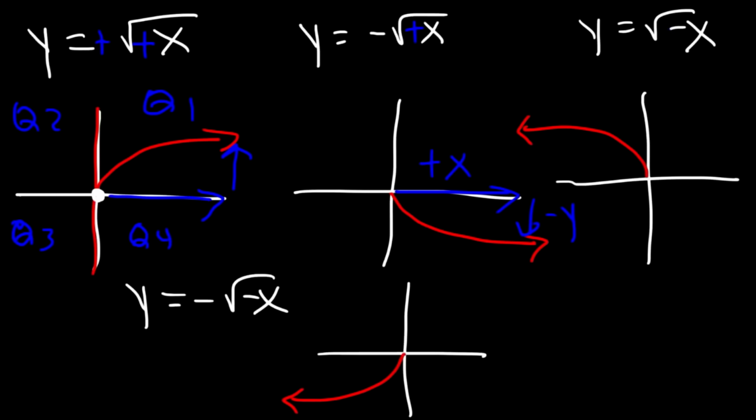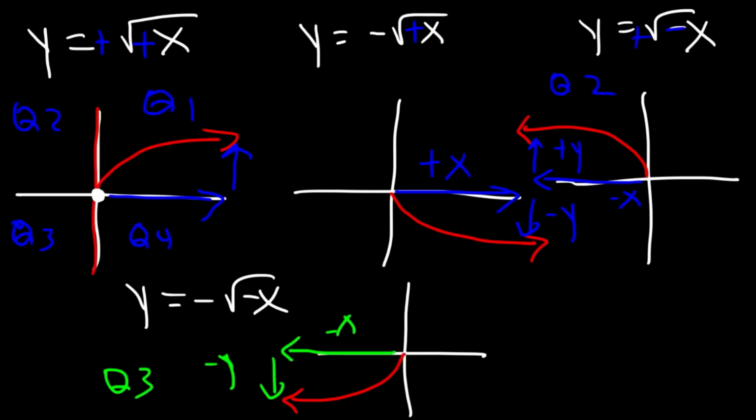For this one, x is negative, but y is positive. X is negative on the left, y is positive as you go up. So that's towards quadrant 2. And for the last one, x is negative, and y is negative. So it's going to go towards quadrant 3. Not quadrant 4, but quadrant 3. This is quadrant 4, this example.